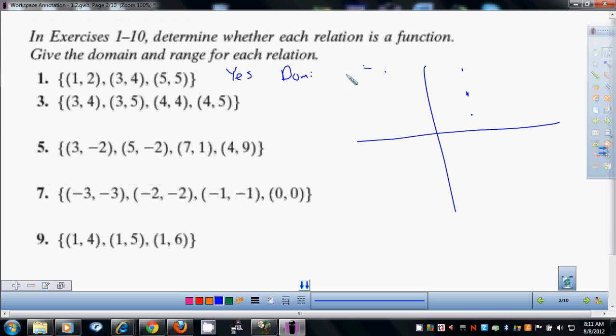The domain is nothing more than the x values that function covers, which is, I think they use these little squiggly parenthesis thingies. 1, 3, and 5 would be the domain of that function. The range is just all the y values, which looks like 2, 4, and 5. And you always put them in numerical order. It doesn't really matter what order they come in. Always put them in numerical order. So your domain, 1, 3, and 5. Your range, 2, 4, and 5.